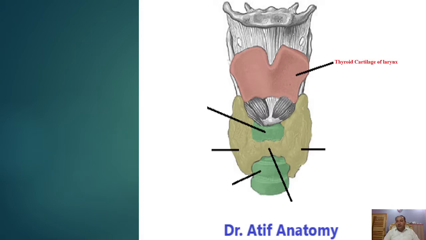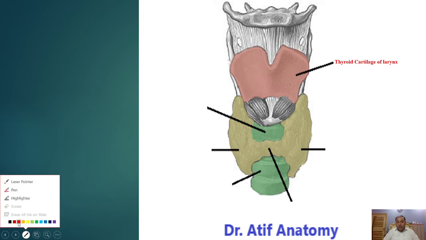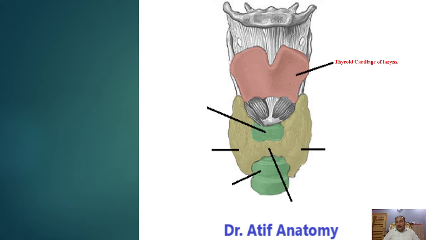In this diagram, we show the associated cartilages of the trachea and larynx. There is a thyroid gland on which there is an oblique line. We all know that there is a very important line, the oblique line, which is present on the thyroid cartilage of the larynx. Below the oblique line, the gland starts and extends up to the tracheal rings.